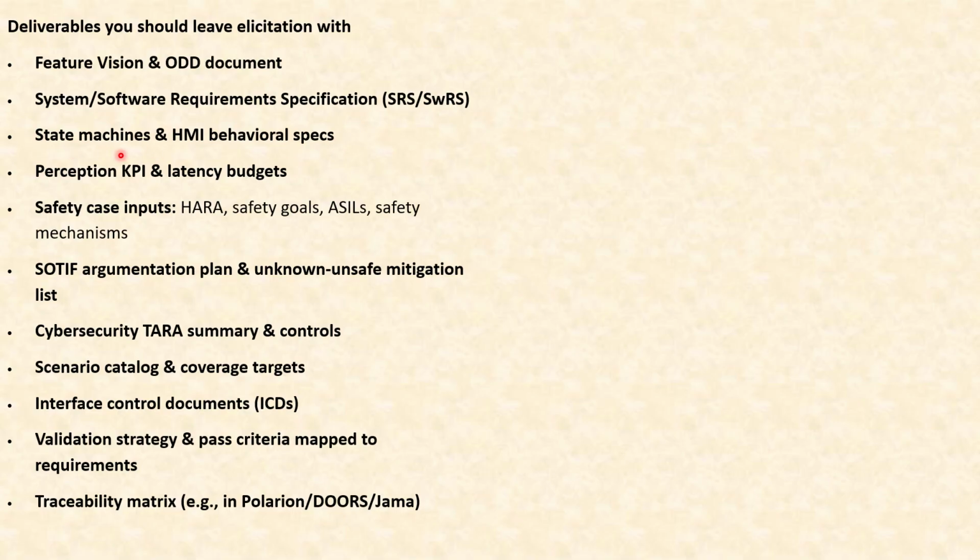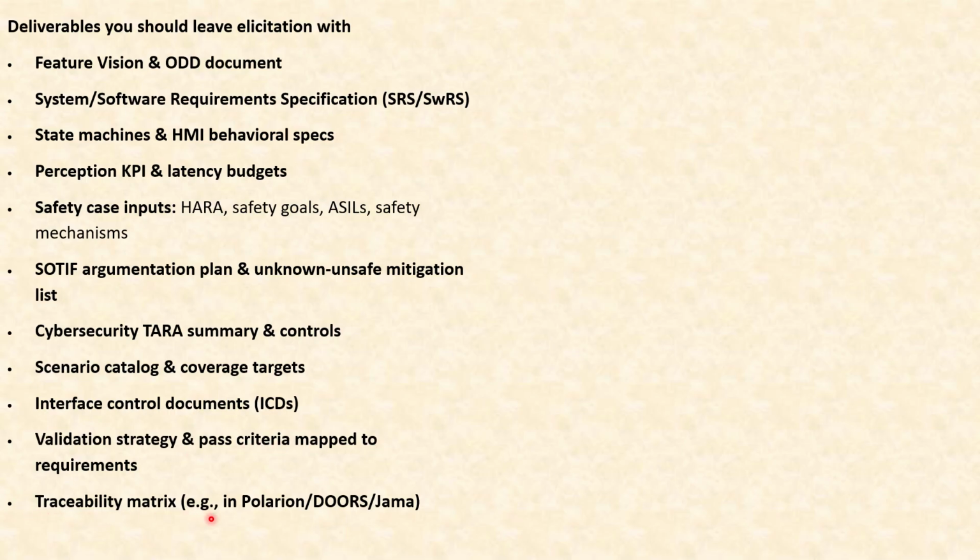I hope everybody understands what the state machine is. State machine is nothing but the ambient state, the environmental state in which the machine is working. Whether it is snow, fog, rain, or muddy condition, that is called state machine. Now again, you must have a perception KPI and latency budget. Also, safety case inputs, HARA safety goals, ASILs, safety mechanisms, and SOTIF augmentation plan and unknown unsafe mitigation list. Now, cyber security, TARA summary and controls, scenario catalog and coverage targets, interface control documents, acronymed as ICDs, validation strategy and pass criteria mapped to requirements.